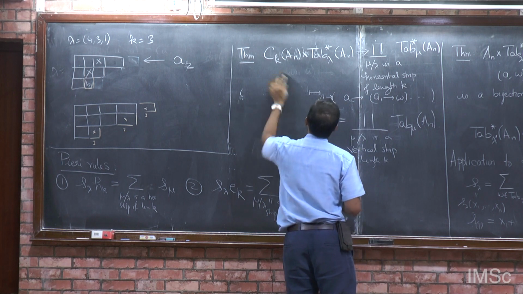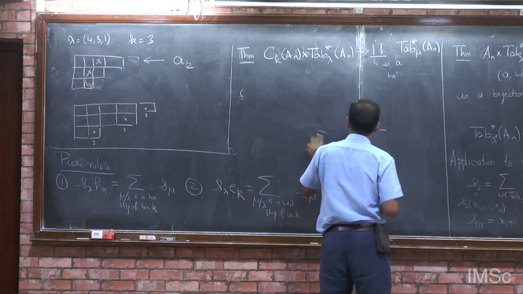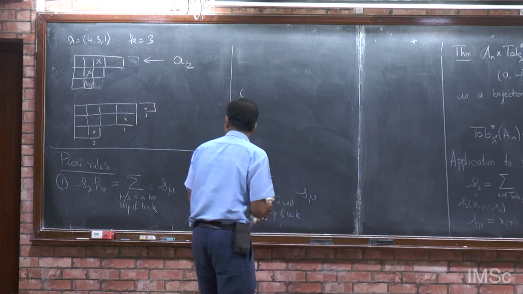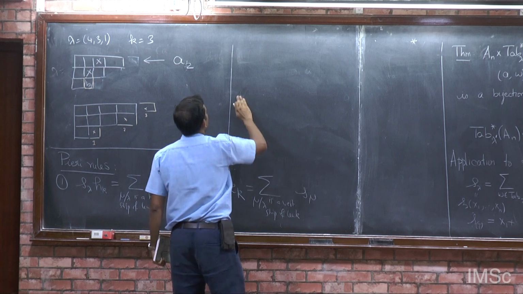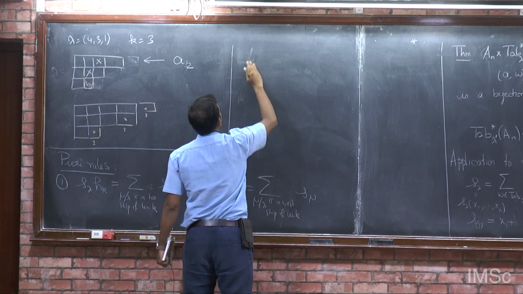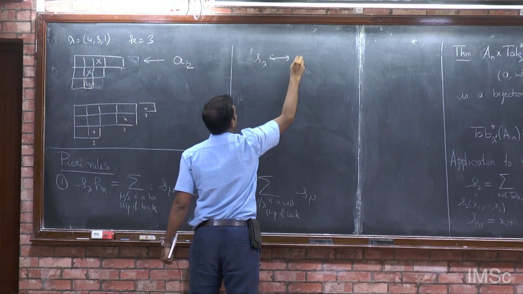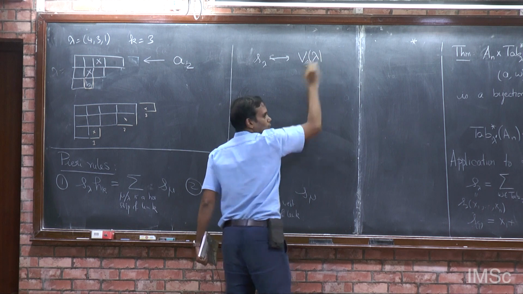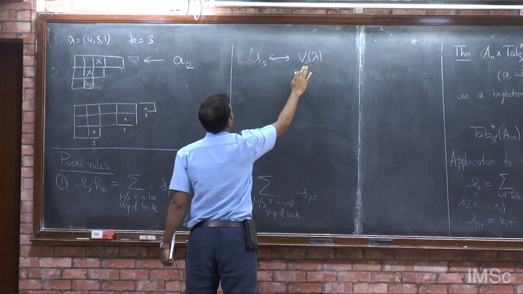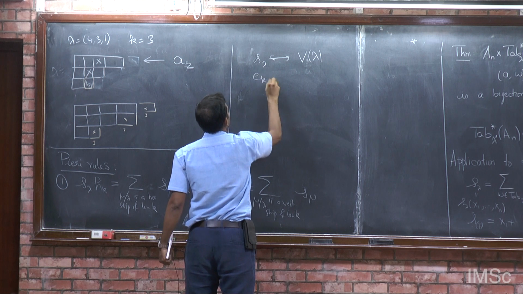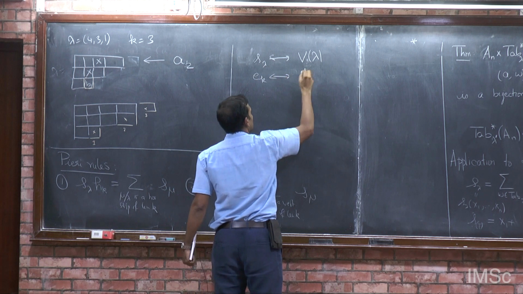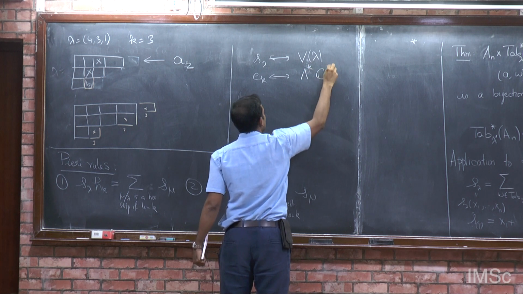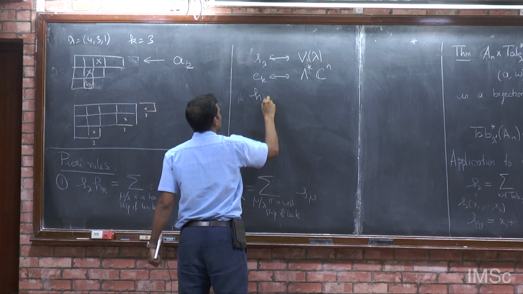And what does it say in terms of representation theory? Let me just give you that. For this we need a little more of this dictionary between symmetric functions and representations. So S lambda corresponds to the irreducible representation V lambda, and E k corresponds to the exterior power wedge k C^n, and H k corresponds to Sym k.